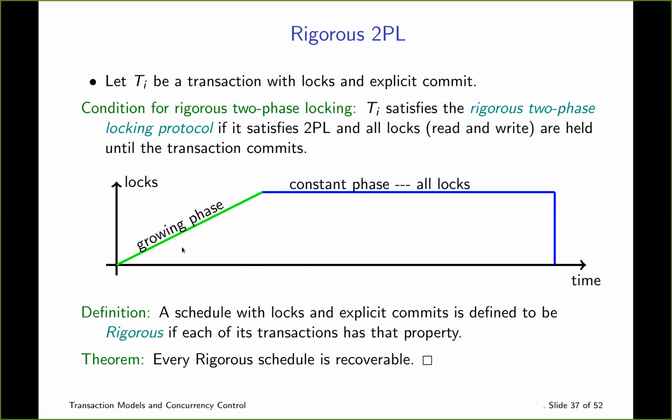We basically say that, sure, you can go through your growing phase of acquiring your locks as a transaction, but then you've got to hold them all the way to the end until you commit, and only after you commit are those locks released. So the committing is tied up with releasing all the locks. What that does is make sure that I'm committed before anybody can read from any of my writes. So if I'm committing, then I don't have any dirty writes, and they're not doing any dirty reads. That's the notion of rigorous two-phase locking.